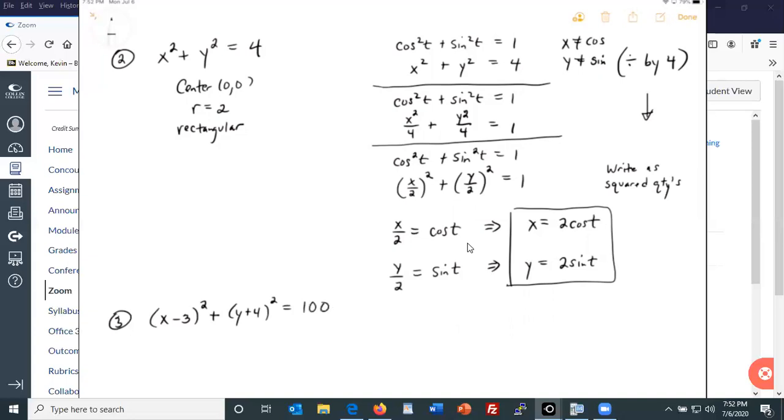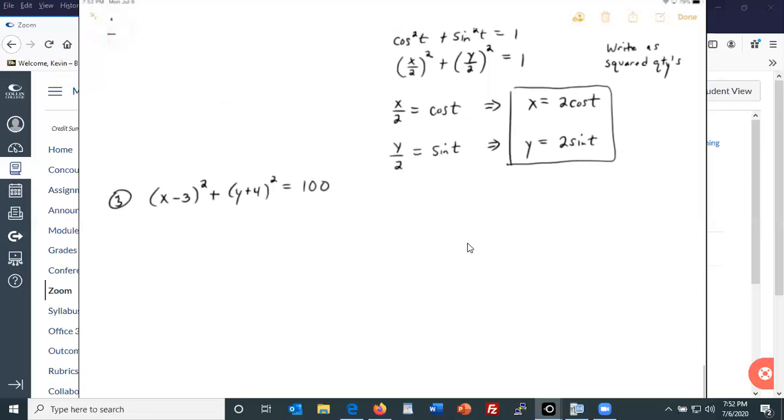So (x - 3)² + (y + 4)² = 100. So this circle here has center (3, -4), and its radius is 10, because 10 squared is 100. And of course, this is our rectangular equation.